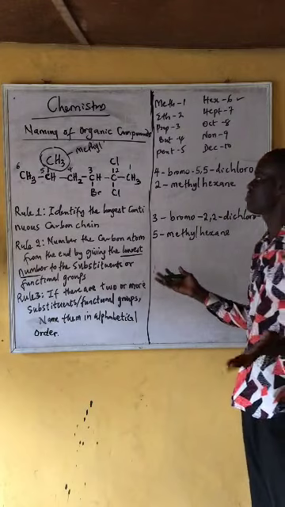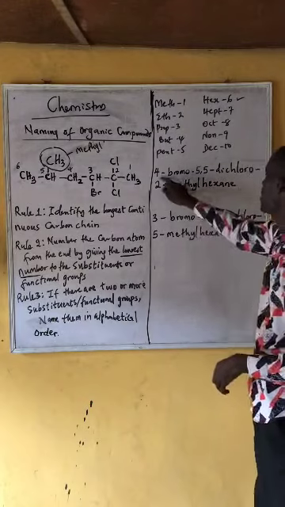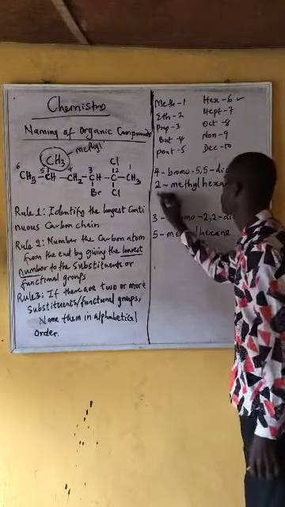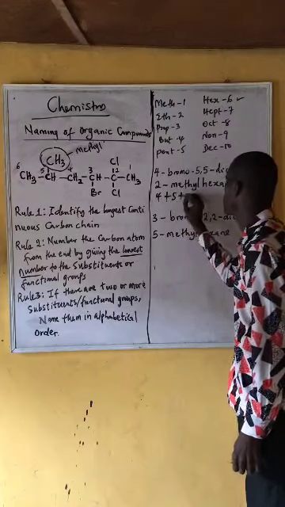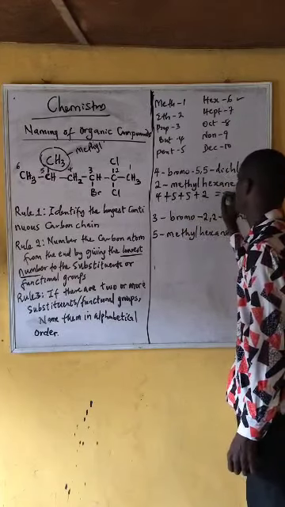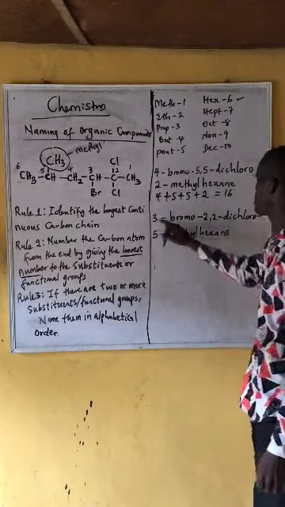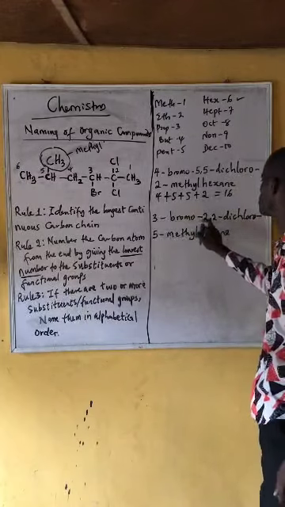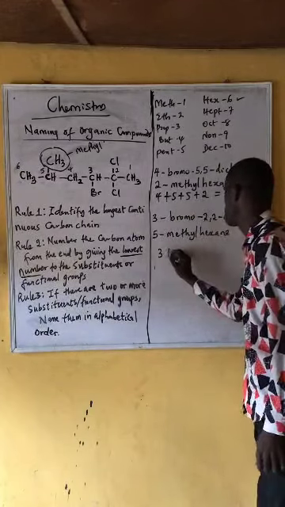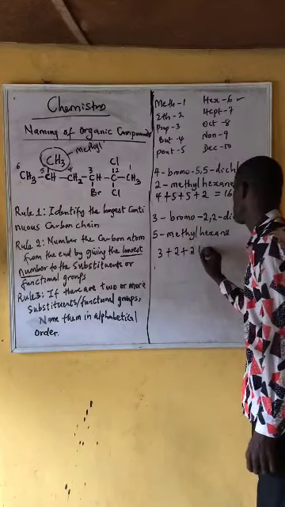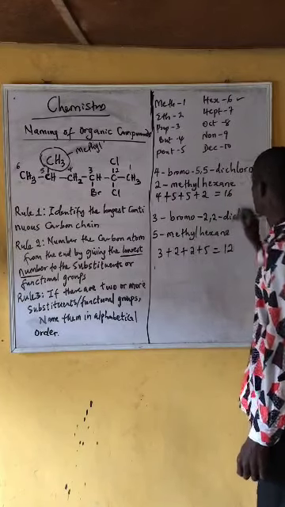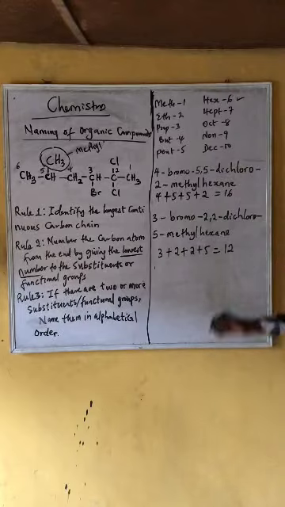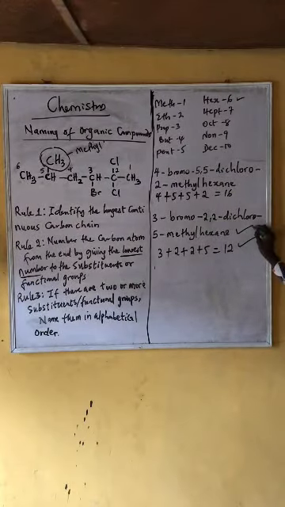But the best way to also get it is, let's add all the numbers together. 4 plus 5 plus 5 plus 2 gives you 16. Then let's add all the numbers for the other one. 3 plus 2 plus 2 plus 5 gives you 12. So between 16 and 12, which is lower? Of course, 12. So this is the correct naming.